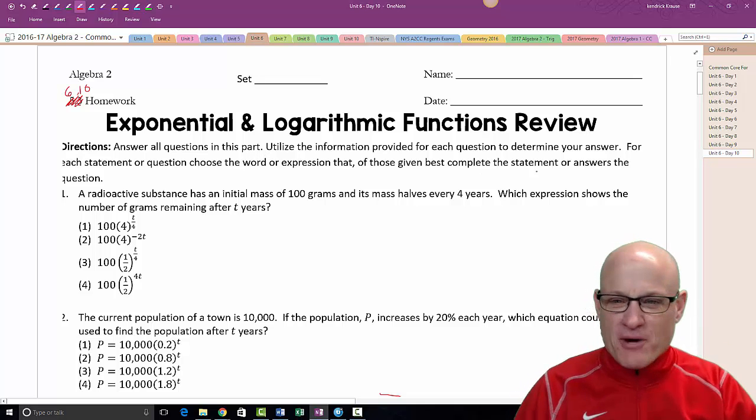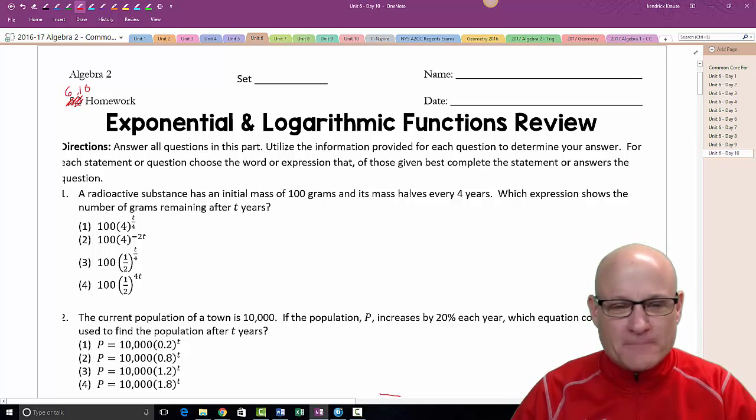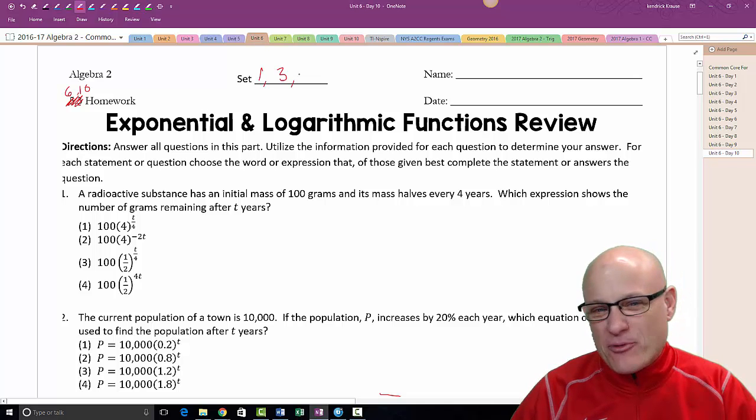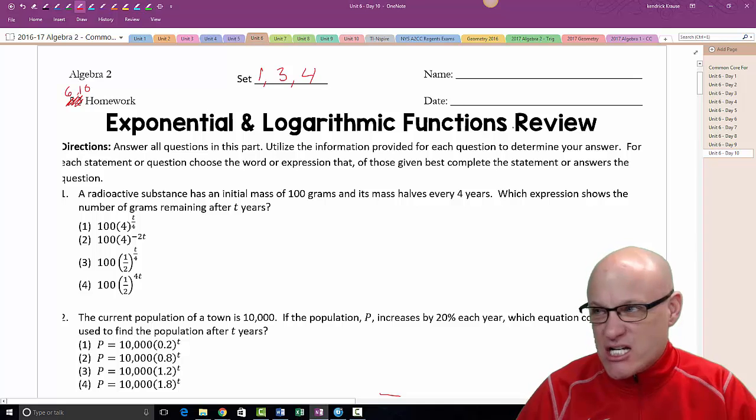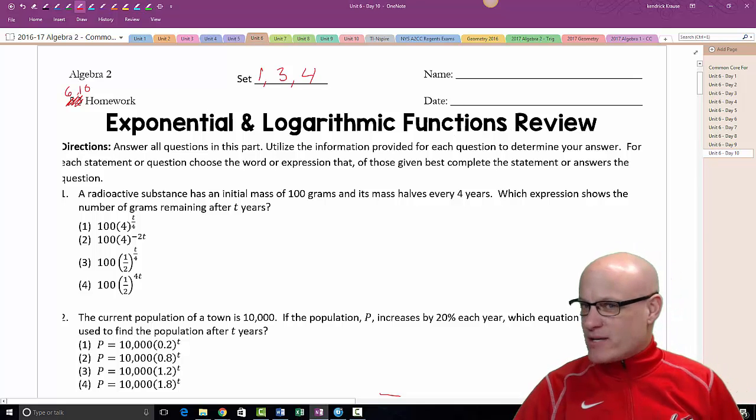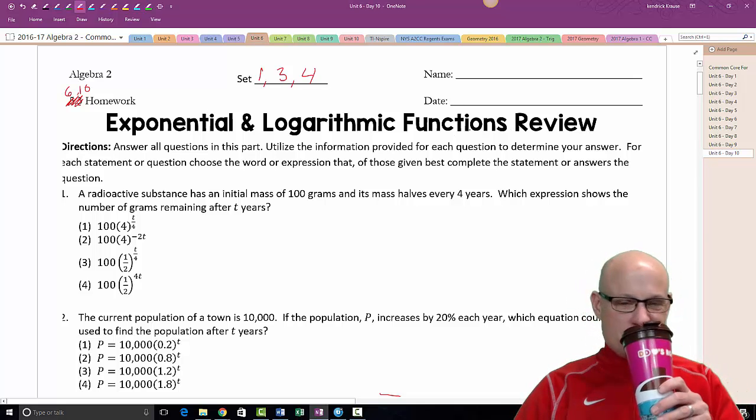First test of the third marking period. It's going to be a huge one. By the way, if you haven't tried these problems yet, you may want to try them on your own.